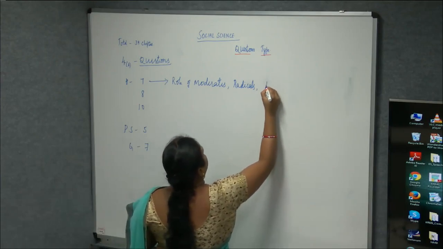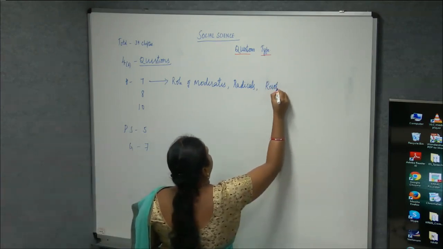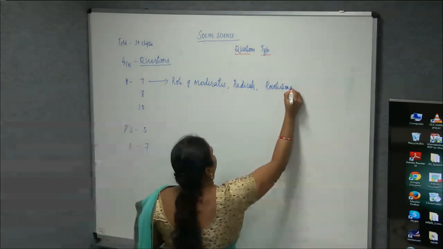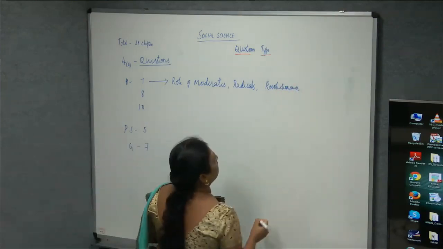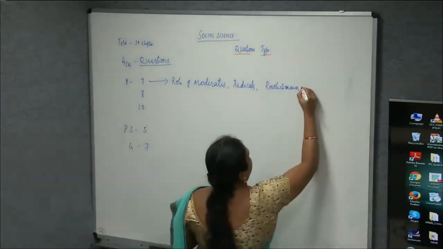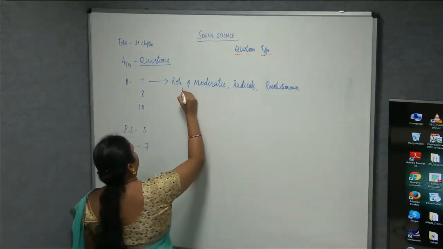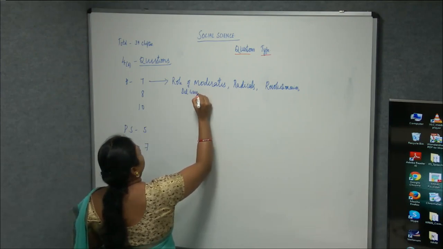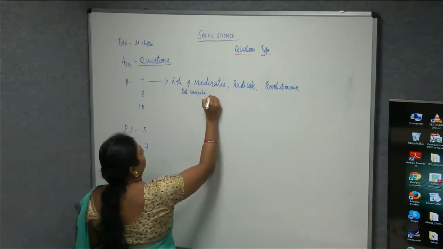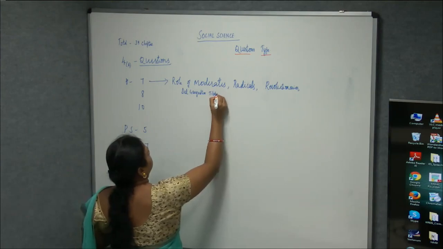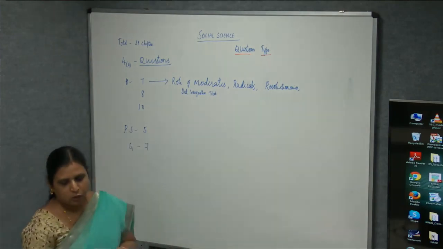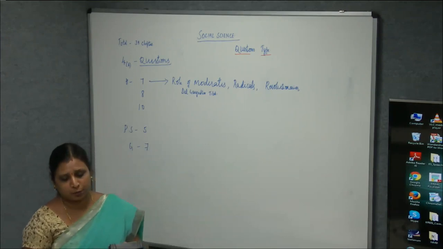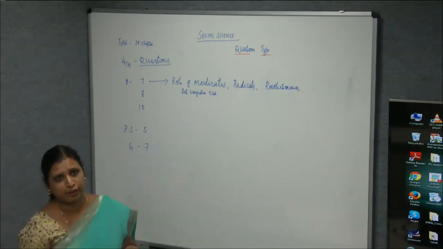Radicals, then revolutionaries, and the role of Bal Gangadhar Tilak. So the first question: explain the role of moderates in the freedom struggle.